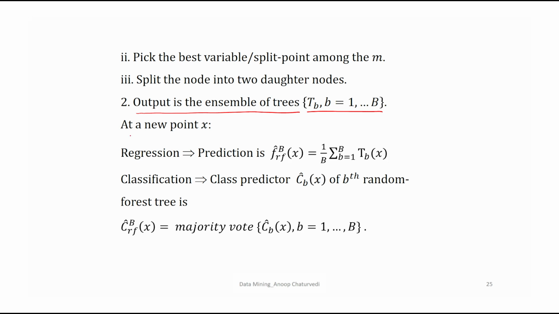Further, at a new point x, in regression, your prediction is f hat RF of x equal to 1 upon B, sum over b equal to 1 to capital B, T_b(x). In classification, your class predictor is C hat b(x) of the bth random forest tree, and then you apply the majority vote rule: C hat RF(x) equal to majority vote of C hat b(x) for b equal to 1 to capital B.